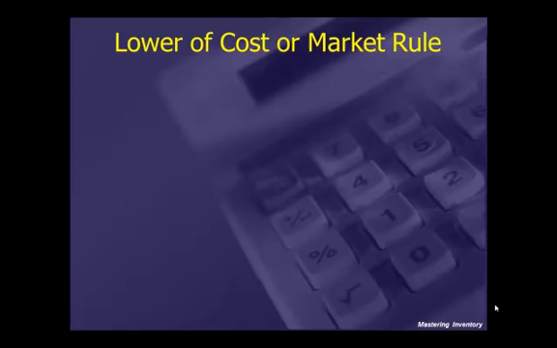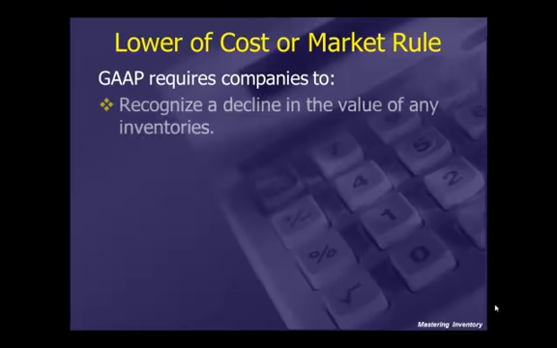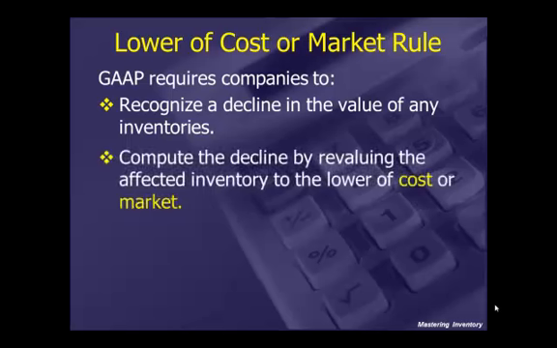Now, we need to look at the lower of cost or market rule. GAAP requires companies to recognize the decline in the value of any inventory. We need to compute the decline by revaluing the affected inventory to the lower of cost, what we're carrying at cost, or market. Market is the replacement value.